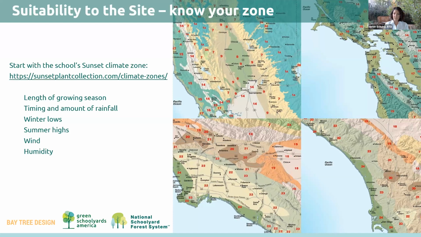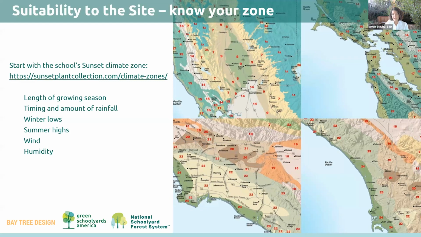So once you know your climate zone, you can then pick trees that are best suited to your particular area. And we've created lists or palettes of schoolyard forest trees by Sunset zone. So once you look up your Sunset zone, you can reference the appropriate list to see what trees you should select from.